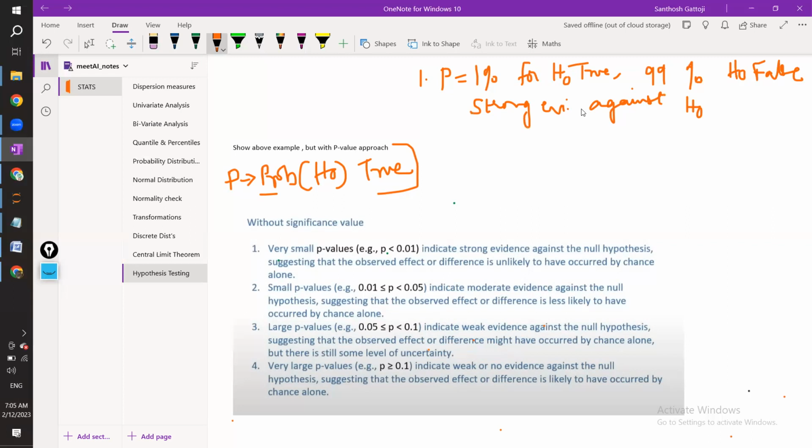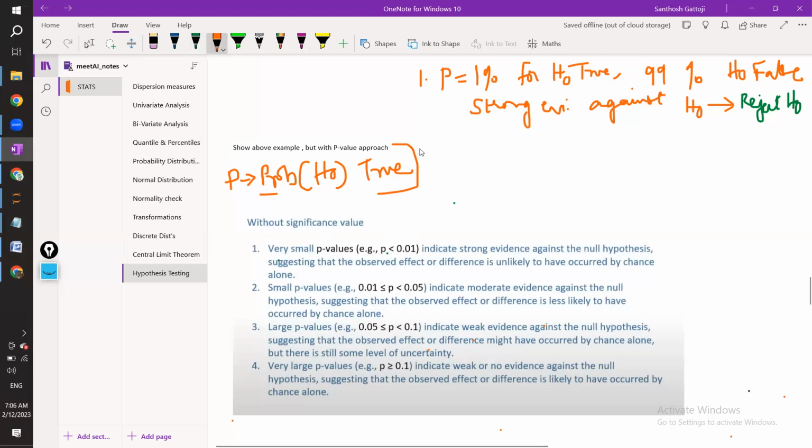Reject. Mostly reject. So here we are going to reject. Reject what? Reject the null hypothesis. Getting it, guys? A 1% probability means only 1% of the time the null hypothesis can be true. Most of the time it can be false. That means very, very strong evidence against, not for, against the null hypothesis. When we don't have much evidence to support the null hypothesis, we cannot accept it, so we are going to reject it.